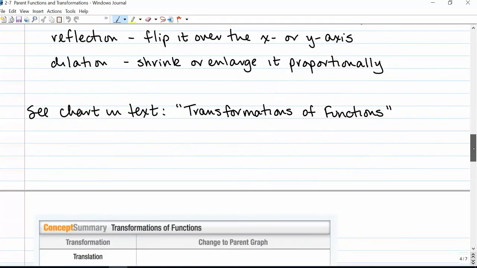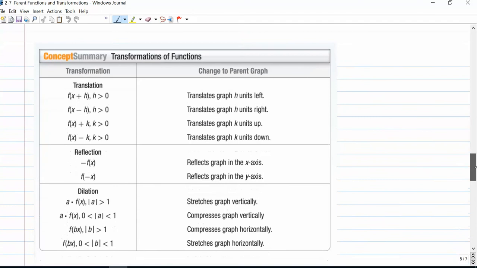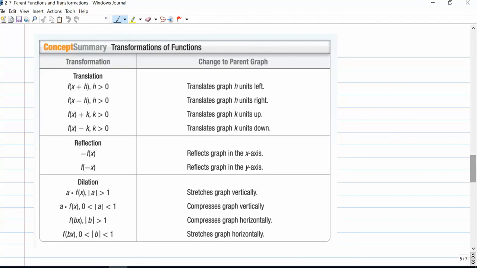In your text, there's this really cool chart on transformations of functions. So let's take a look at this. It looks a little confusing, but when we do some examples, it'll probably make a little more sense. The first is a translation, and that's going to be moving the graph left, right, up, or down.